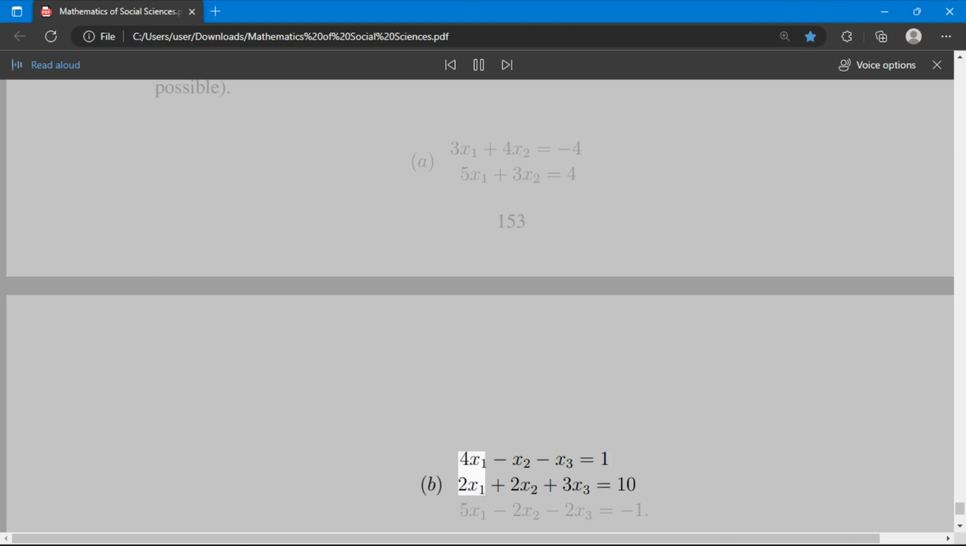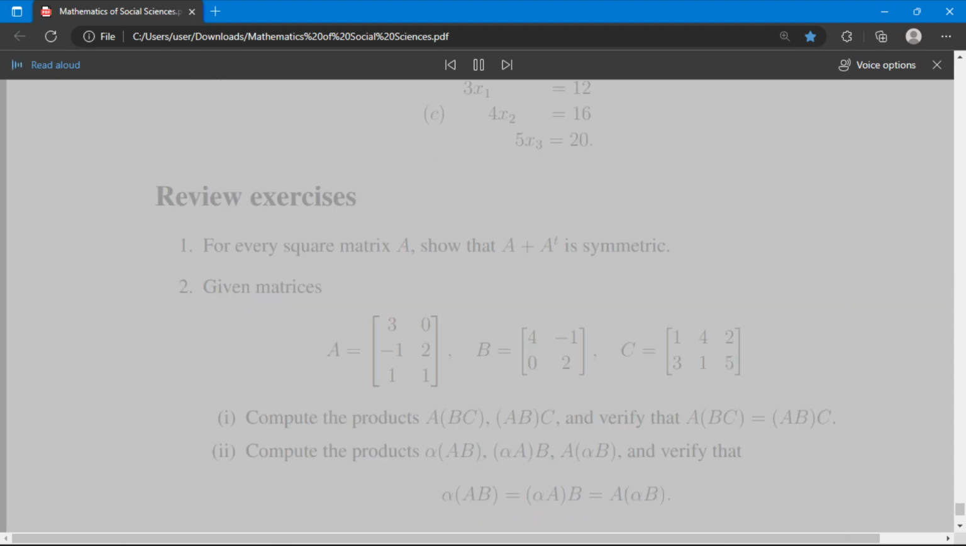B. 4x1 - x2 - x3 = 1, 2x1 + 2x2 + 3x3 = 10, 5x1 - 2x2 - 2x3 = 1. C. 3x1 = 12, 4x2 = 16, 5x3 = 20.